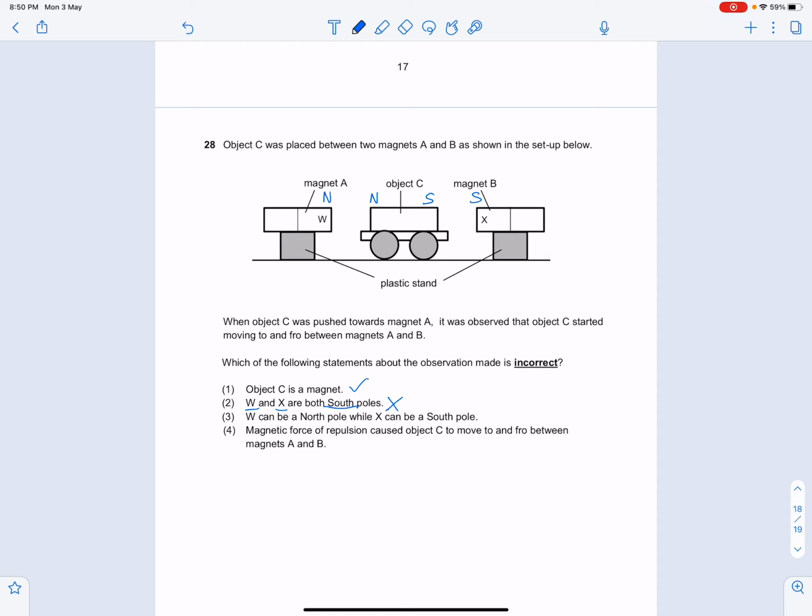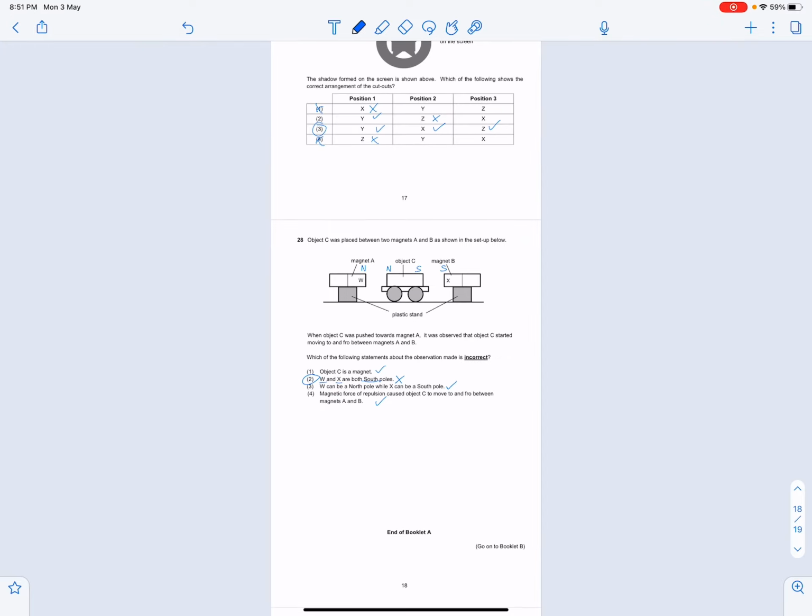W can be North Pole, while X can be South Pole, exactly what I said. So this is correct. Magnetic force of repulsion causes object C to move to and fro from magnets A and B. That's right. So the only one that is incorrect is option 2. And there you have it.